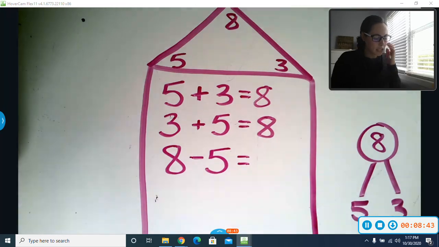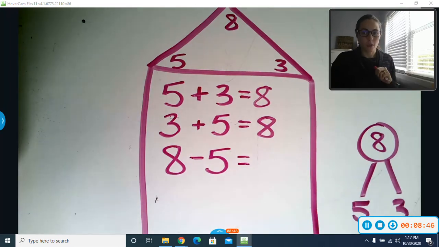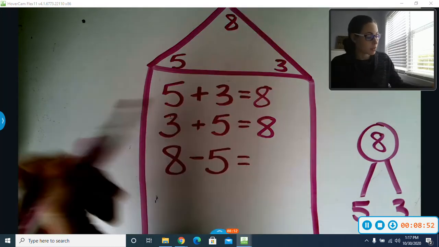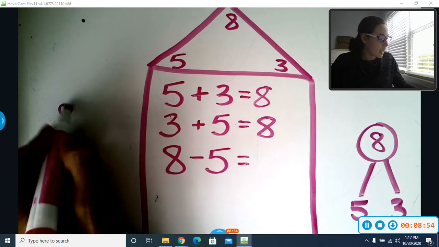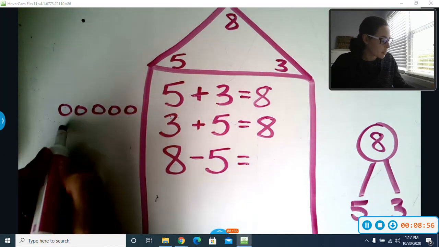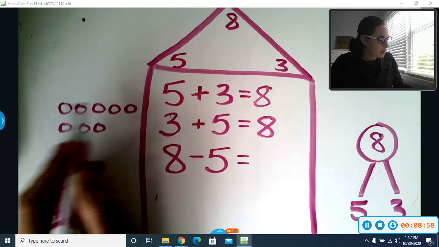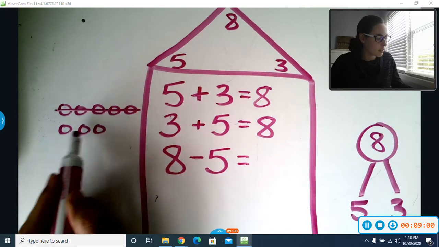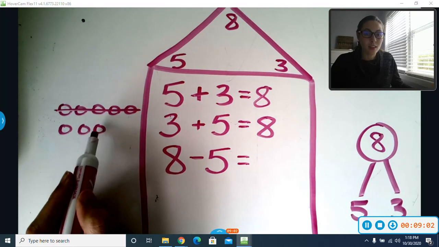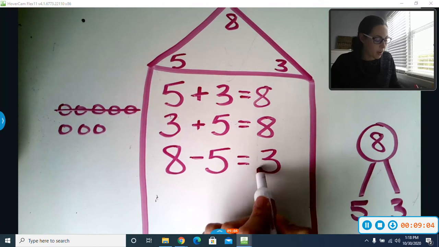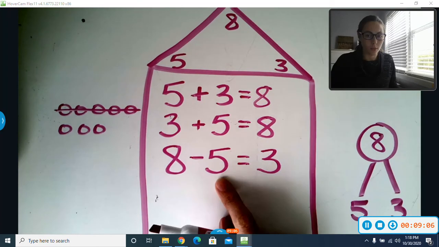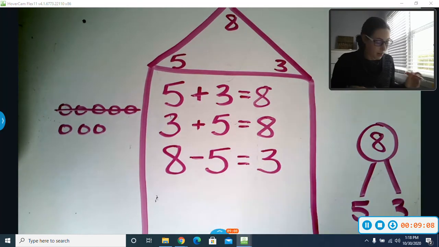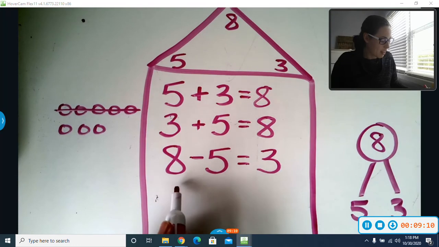8 take away 5. Okay, maybe you know this in your head. Maybe you need to get out your counting tools. Maybe you're going to draw a math picture. If I draw a math picture of 8 and I take 5 away, how many are left, first graders? 3. We will always get that other part if we take one part away. Okay, one more. Only one more. I hope you're following along.